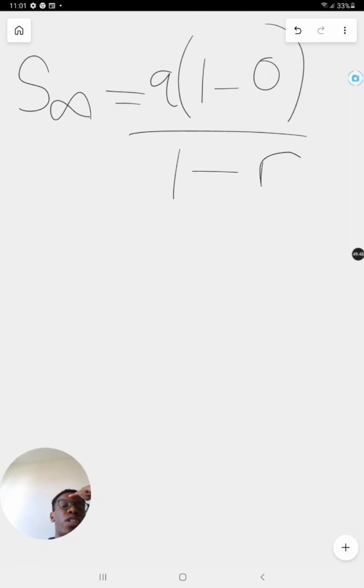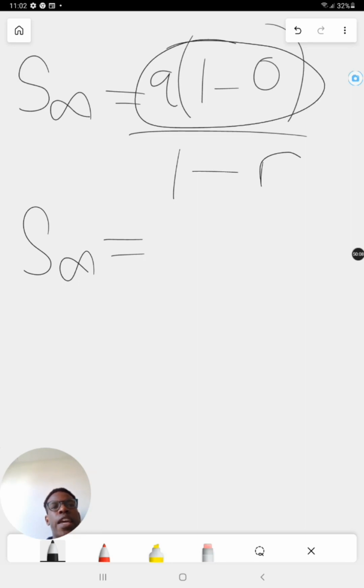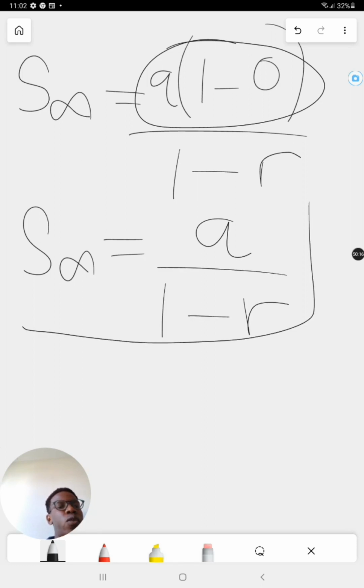I'm just substituting 0 in place of that term because we're getting closer and closer to 0 for a convergent series. Remember, this is for a convergent series. Now, this simplifies our equation to, what is this? What you have here on top is just going to be a times 1, so that's going to be a over 1 minus r. And then we got this equation here.